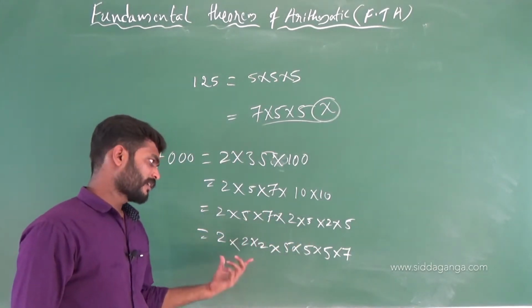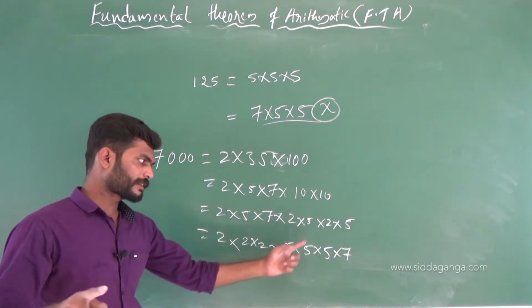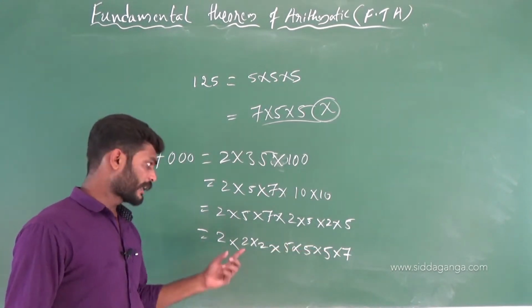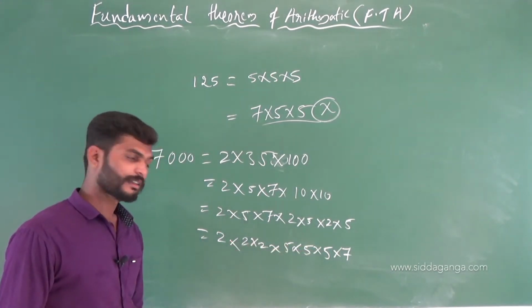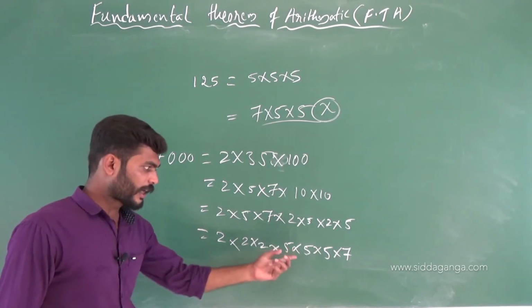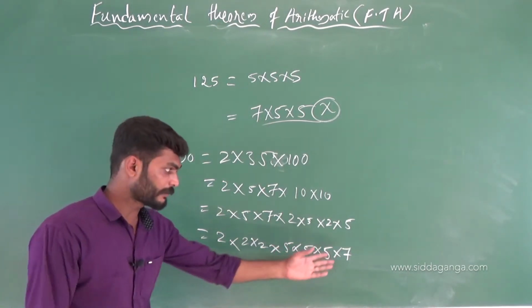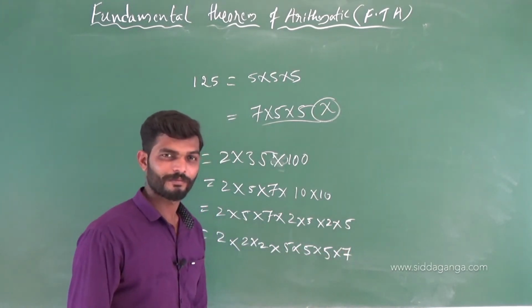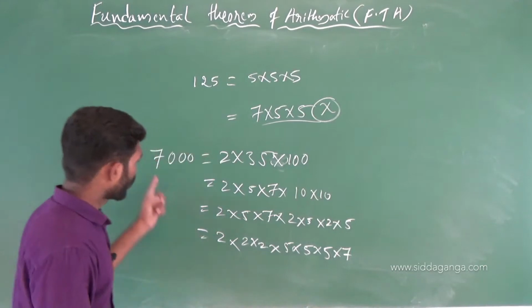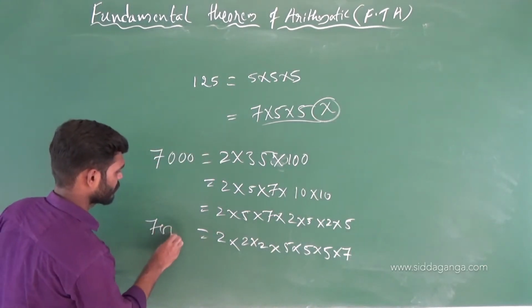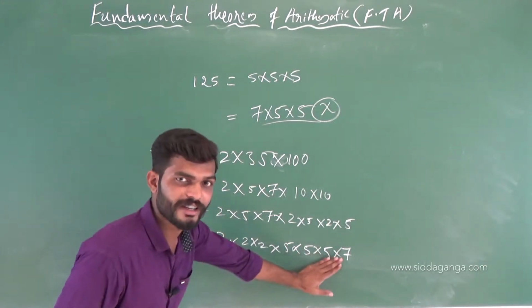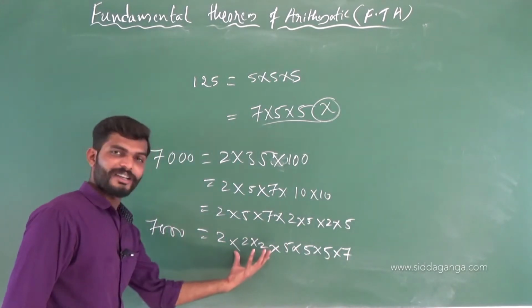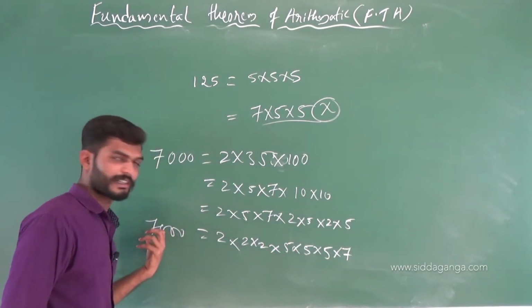Now tell me, I can use 2, 5, 7. I used 2 thrice, 2 into 2 into 2. I used 5 thrice, 5 into 5 into 5. I used 7 only one time. With this multiplication, I got 7000. This is prime factorization, right? These are all the prime factors of 7000.